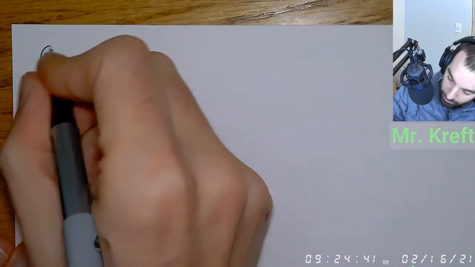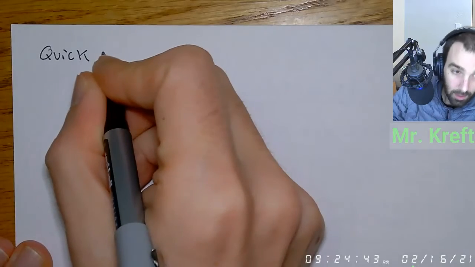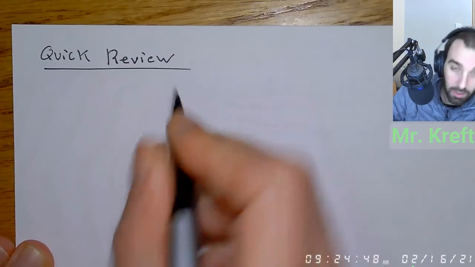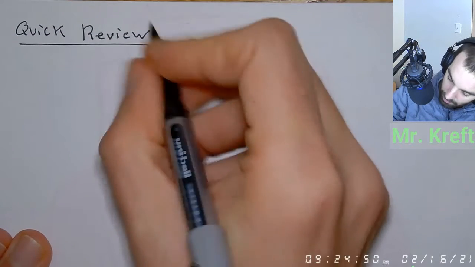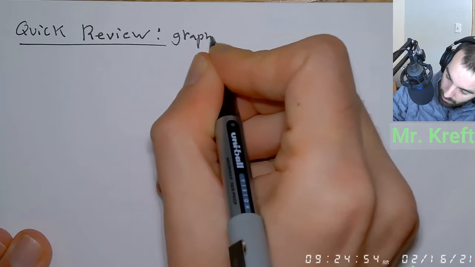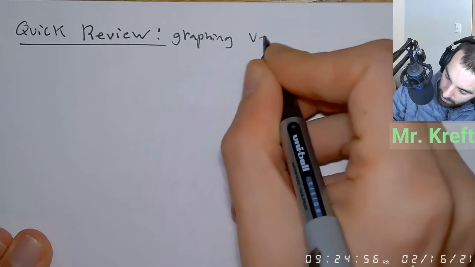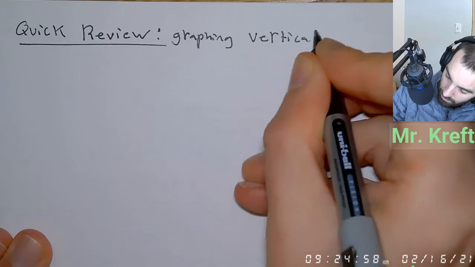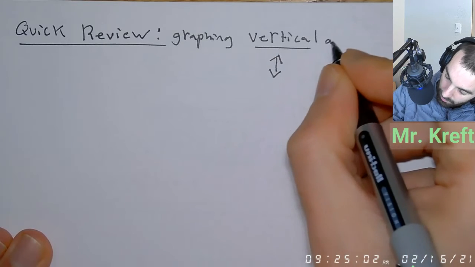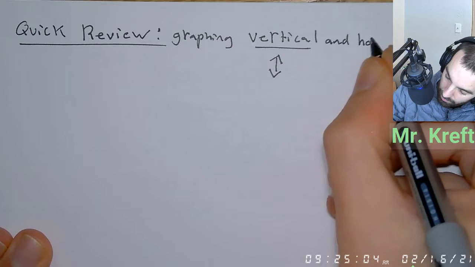So I just want to do a quick review. How are we doing for time? I think we're doing okay. So we're going to do a quick review on graphing vertical lines, right? So when I say vertical, that's up and down, and horizontal lines.